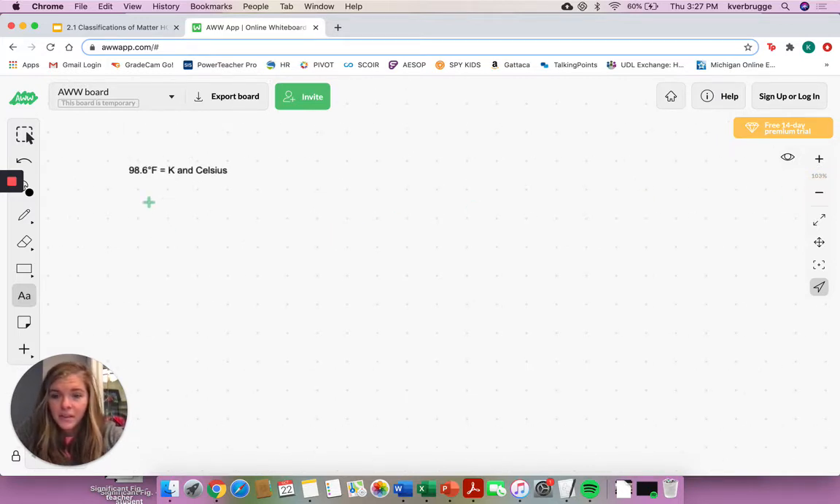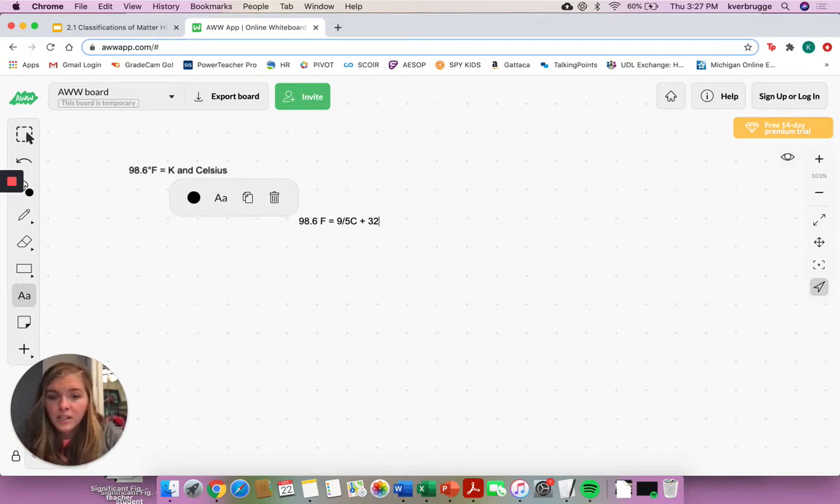We can't go directly from Fahrenheit to Kelvin, but we can go from Fahrenheit to Celsius, and then Celsius to Kelvin. So let's use our formula, I'll put it over here so we can see. For Fahrenheit to find our Celsius, we have 98.6 Fahrenheit equals 9/5 Celsius plus 32. So we're just going to solve using basic algebra.